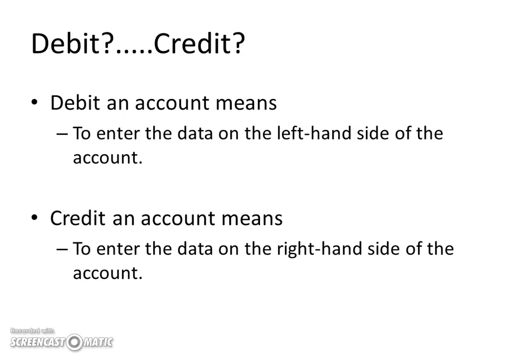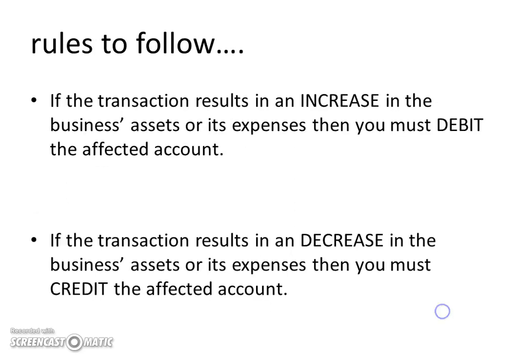So what does debit and credit really mean? When you debit an account, it means that you're going to enter the data of the transaction on the left hand side of the account that is affected. And credit would mean that you will enter the data of that transaction on the right hand side of the other account that is affected. There are some rules you will have to follow if you are going to debit and credit correctly.